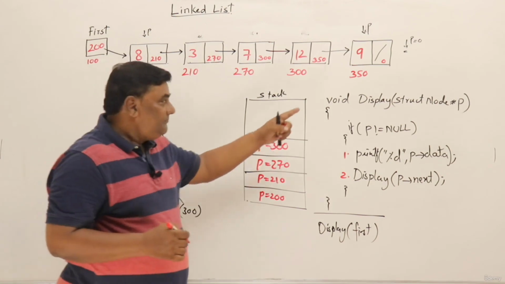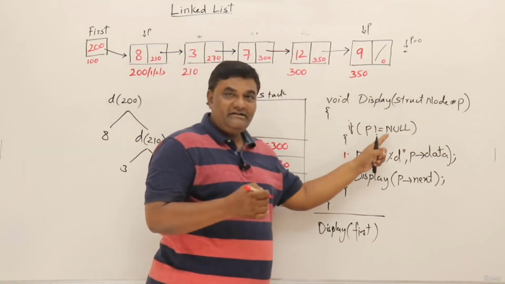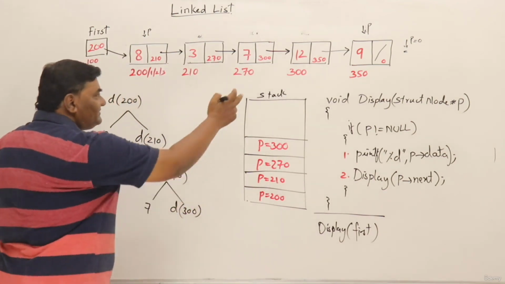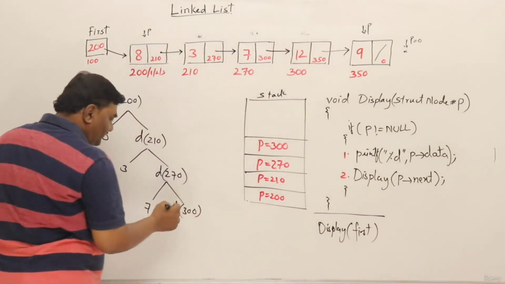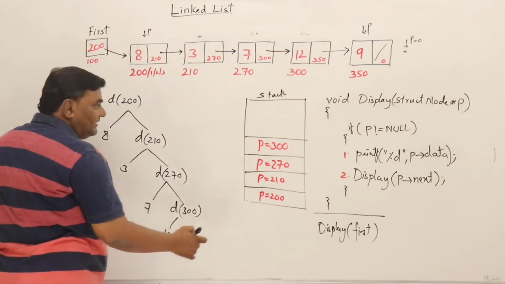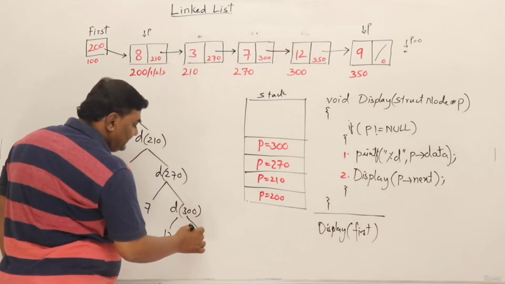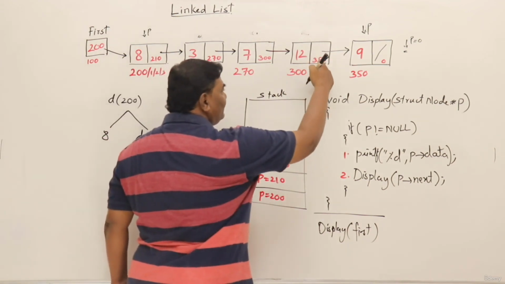Now in this call, P is 300. 300 is not null. Then print. What is the value inside this one? 12. The next call, the call to next node, D. So what is the address here? 350.